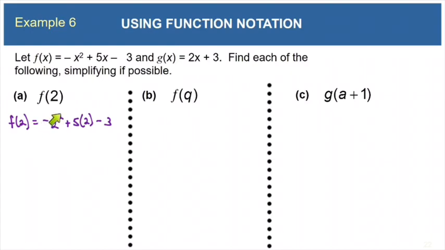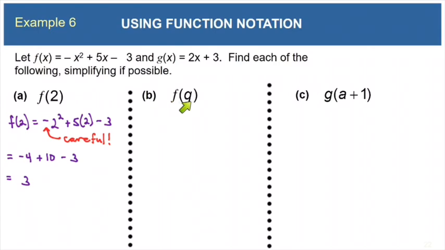So first we do the exponent and we say 2 squared is 4. So we're going to have here negative 4 plus 5 times 2, which is 10, minus 3. So negative 4 plus 10 is 6, and 6 minus 3 is 3. So we just found out that f of 2 equals 3.